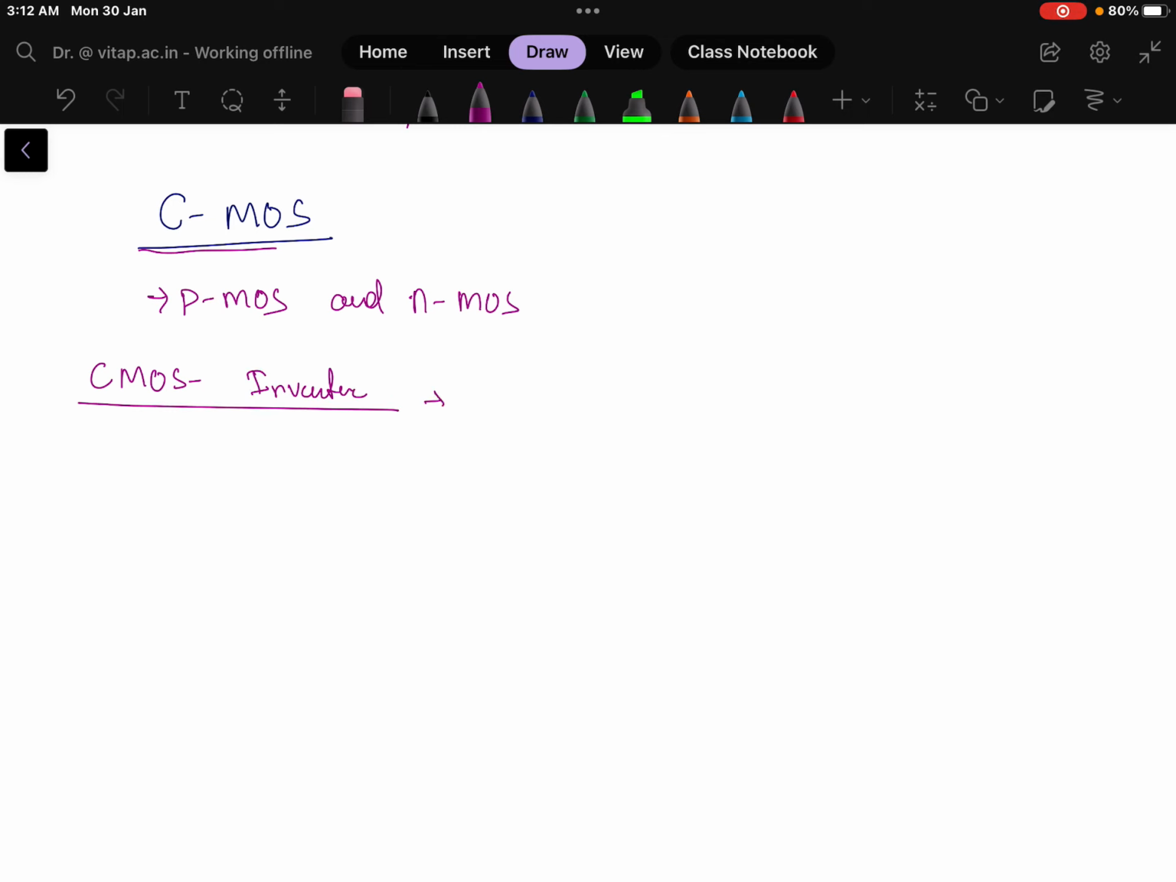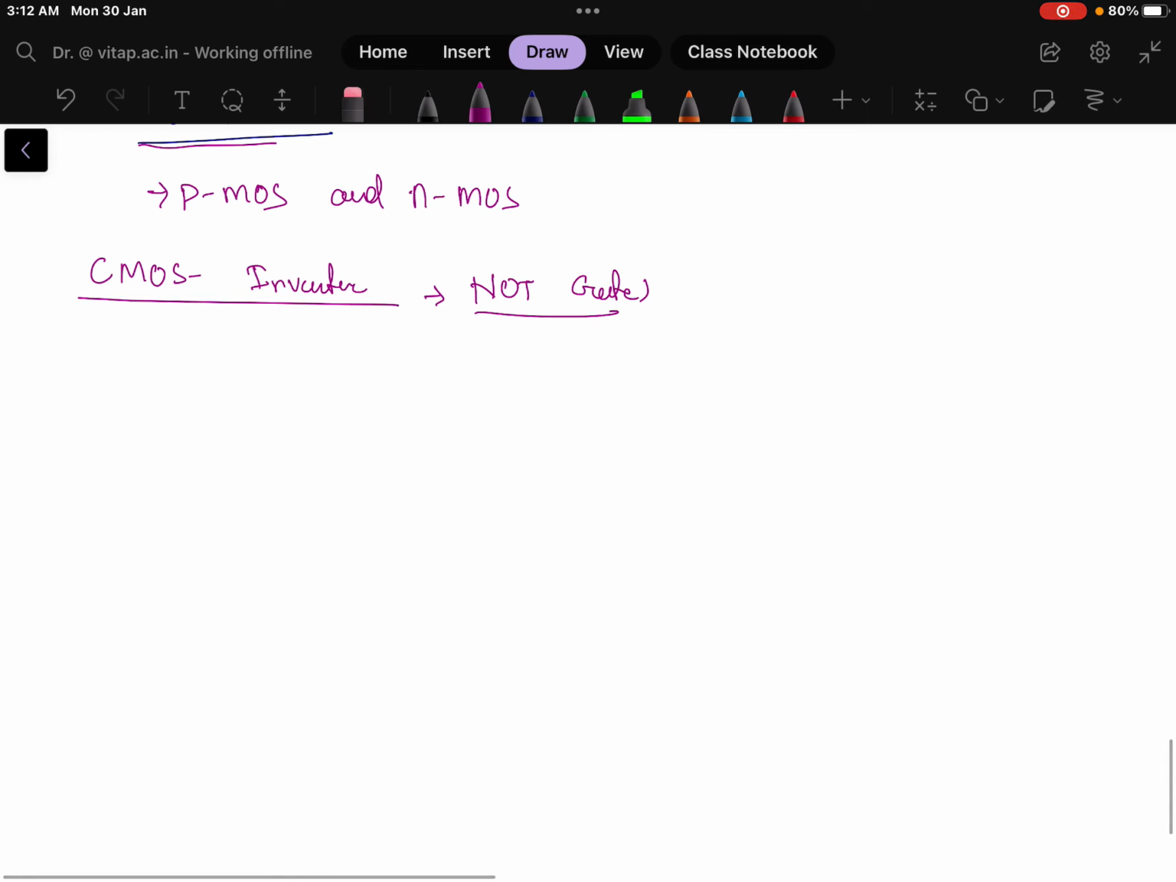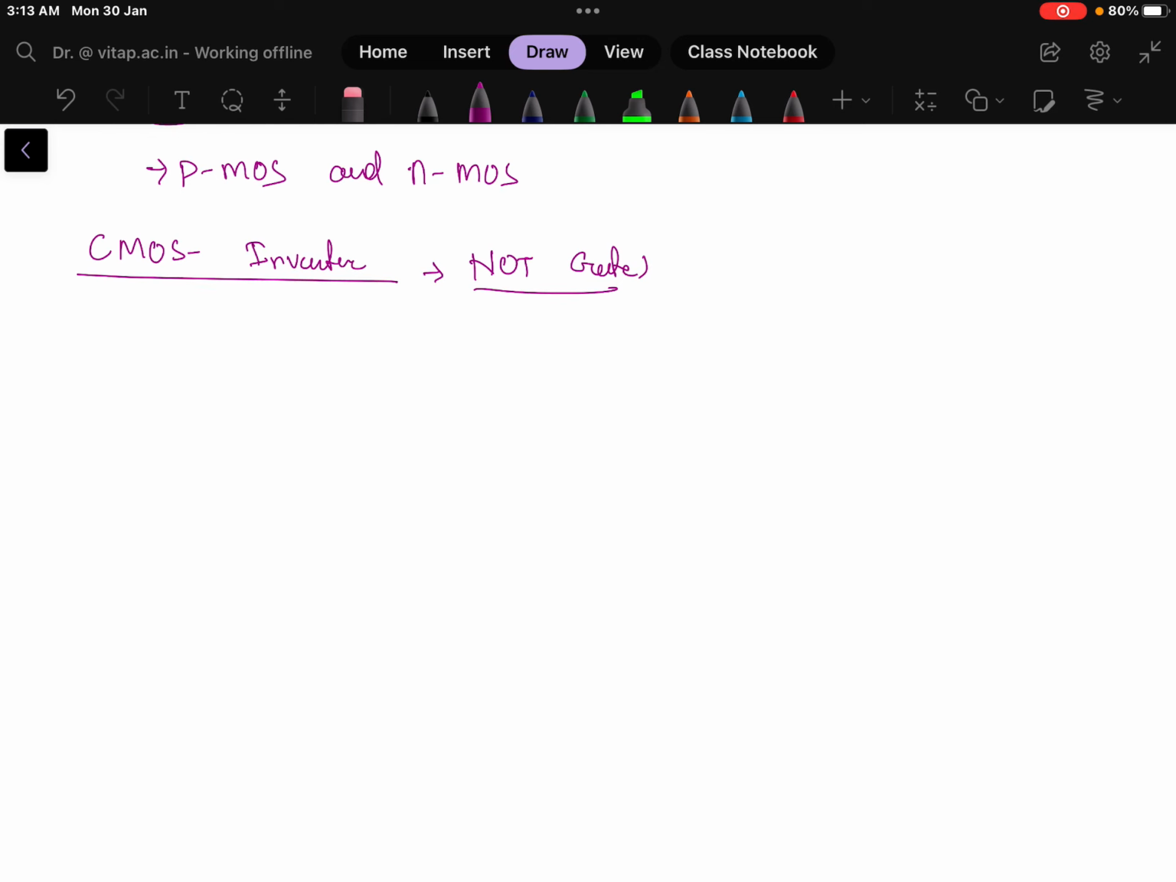CMOS inverter, which we also call a NOT gate, using CMOS. We will see how it is implemented. This is nothing but as simple as NMOS and PMOS. The only thing is that there will be two MOSFETs, one is PMOS and one is NMOS. If I draw the circuit here, I will just ignore the load MOSFET for simplicity of the circuit. In the exam also you can ignore that.